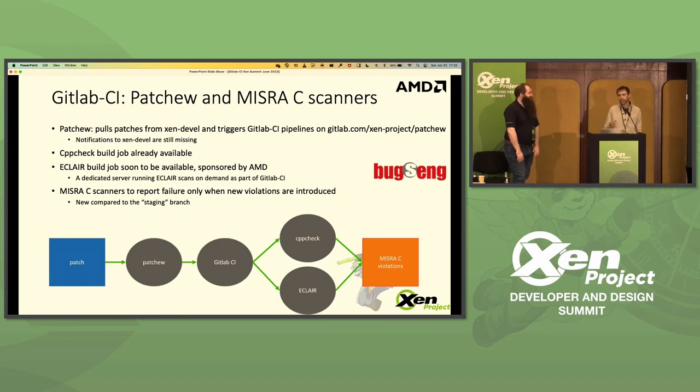The goal here is to have the Eclair job fail not if there is just one violation, but if there are new violations introduced compared to the baseline. So the idea is a patch comes in, and the job fails if that specific patch is introducing bugs compared to the baseline. The goal of this is really to make the review easier and spot a wide range of issues automatically using checkers.